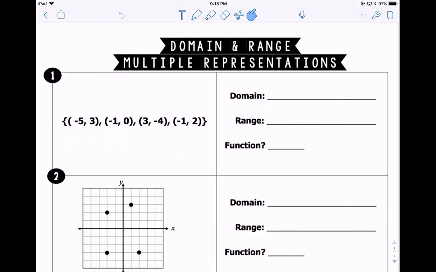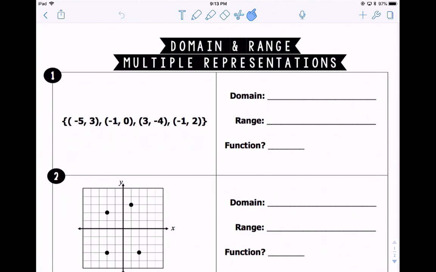So this is just another look at domain and range. We already took notes on this, but just another look so that we can get more practice at it. So looking at the first one, we have a set of ordered pairs. So a set is a discrete set of data.